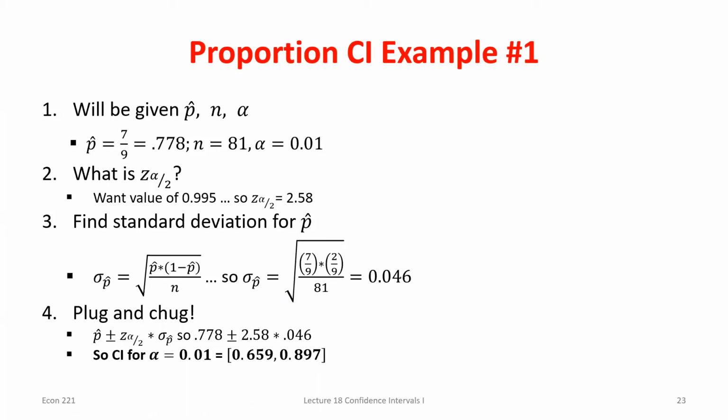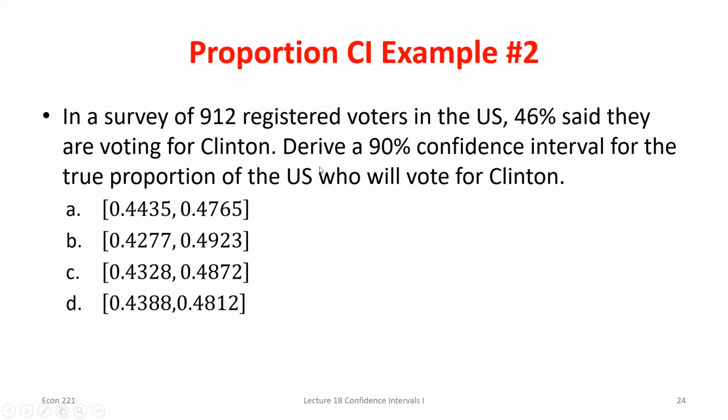I didn't look up the recent numbers. I might do that and bring them in the next class just to kind of show you what we could do here. So I grabbed this data from the last election. I should try to look at some of the polls out there right now. But there was a survey, 912 people, 46% said they were going to vote for Clinton in the last election. So this is prior to the last election. If I wanted a 90% confidence interval for the true proportion of people in the US who were going to vote for Clinton, what would it be?